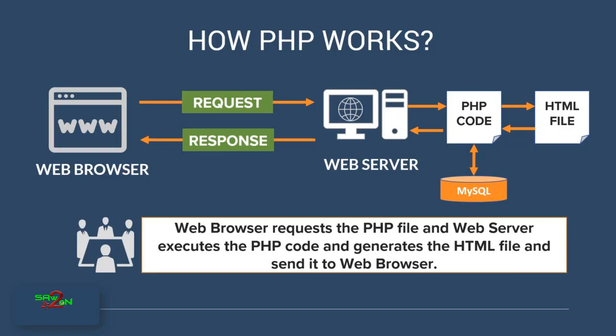So a proper definition of how PHP works we can explain like this. A web browser requests the PHP file, and the web server will execute the PHP code and generate the HTML file content, and then it sends that content to the web browser, and then the web browser will be able to print the HTML code.